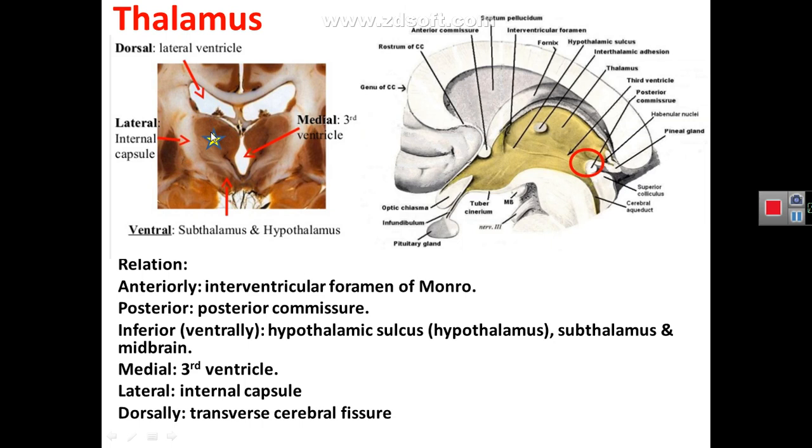So, laterally, the thalamus is related to the internal capsule, which is a projection fiber between the lentiform nucleus laterally and the caudate and thalamus medially. Dorsally, some authors suggest that this region, dorsal to the thalamus, which is below the splenium of the corpus callosum, or we can say the region between the occipital lobe of the cerebrum and the cerebellum, is what's called the transverse cerebral fissure. This fissure is considered as a dorsal relation to the thalamus.